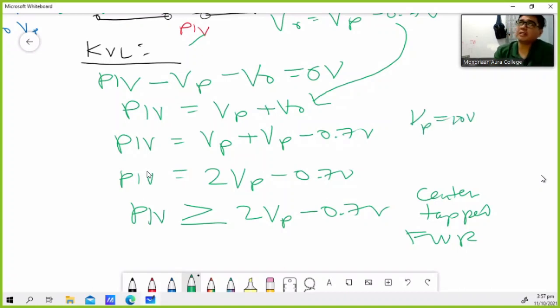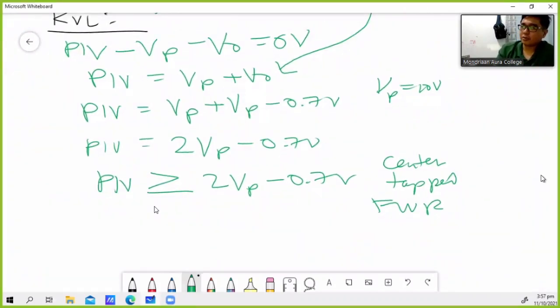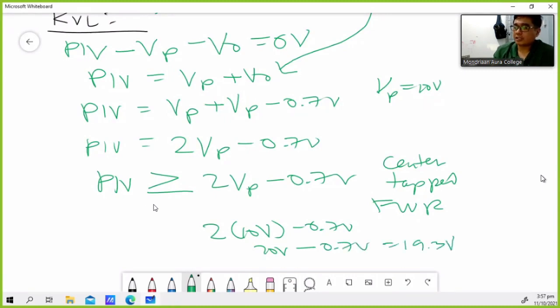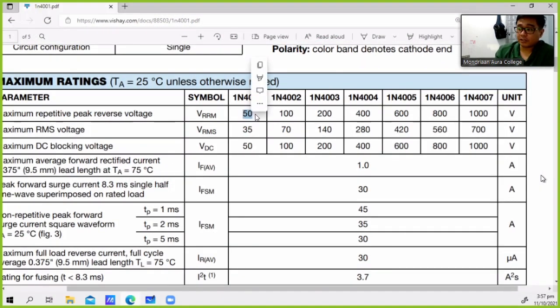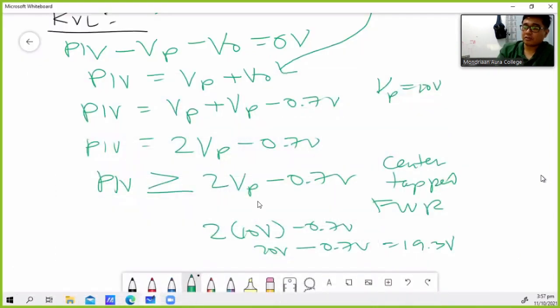Pwede ba natin gamitin yung 1N4001? Tignan muna natin dito sa na-derive natin na equation. So twice the value of 10 volts minus 0.7 volts. So 20 volts minus 0.7 is equal to 19.3. So tignan natin si 4001. Alam natin na si 4001 ay may PRRV na 50 volts. So syempre pasok siya doon. 50 volts is greater than or equal to 19.3 volts. So pwede natin gamitin si 1N4001.